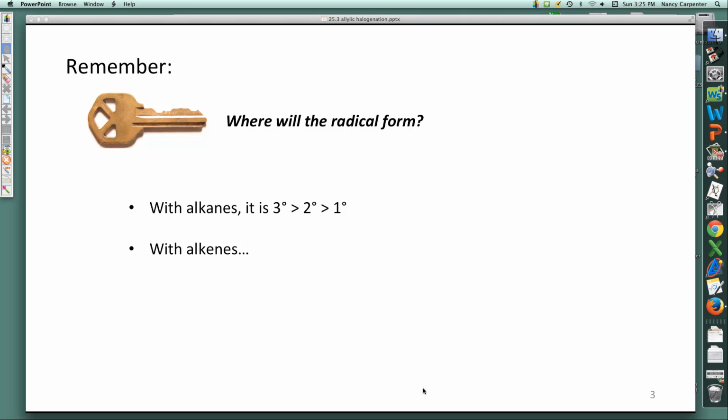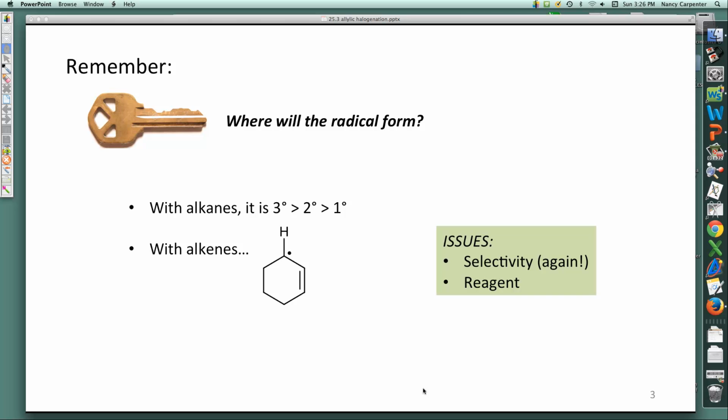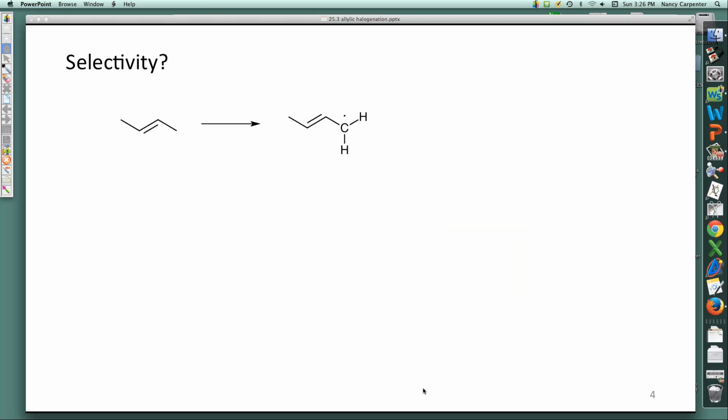Well, what happens then? How does that change when we throw a pi bond in the mix? It makes perfect sense that when you throw a pi bond in there, the allylic hydrogen will be abstracted because that radical is a lot more stable. And why is it stable? Because it's delocalized, of course. But, as usual, we're going to have some issues, particularly in terms of selectivity, and we're going to have to think a little bit about what reagent we would use to carry out this chemistry.